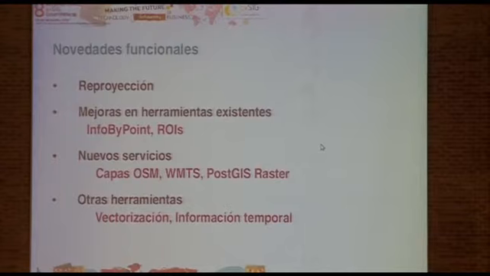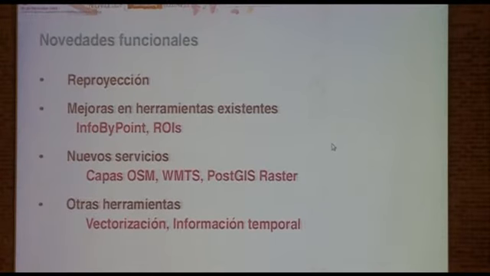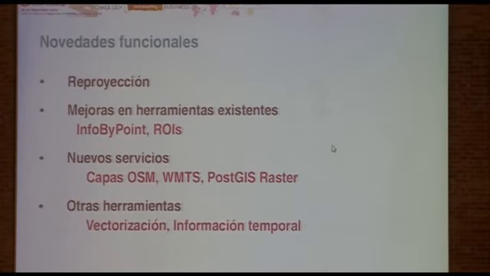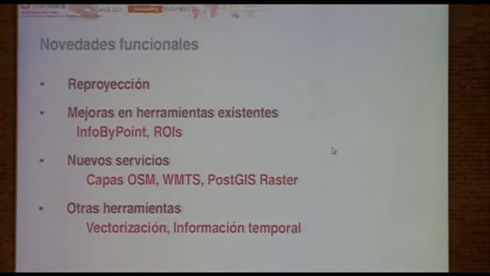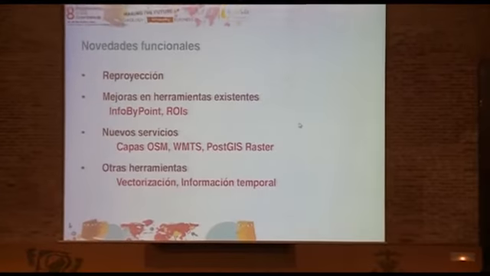As regards functional novelties, I would like to show you a clip so that you can wake up in case you're drowsing off. There's reprojection. There's been improvement of existing tools like Info by Point and ROIs. There are new services like OSM, OpenStreetMap layers, and I'll show you a clip in a second. We've seen WMTS, PostGIS, Raster, and other tools like vectorization.